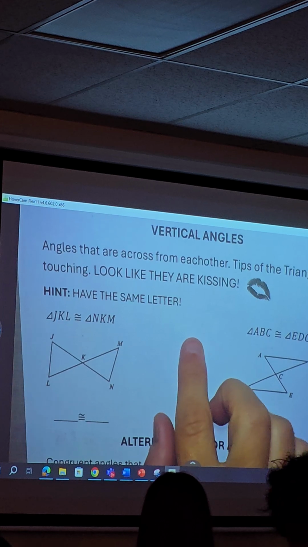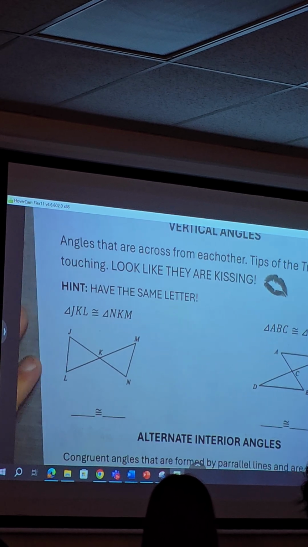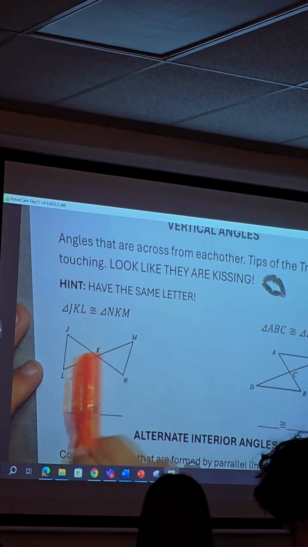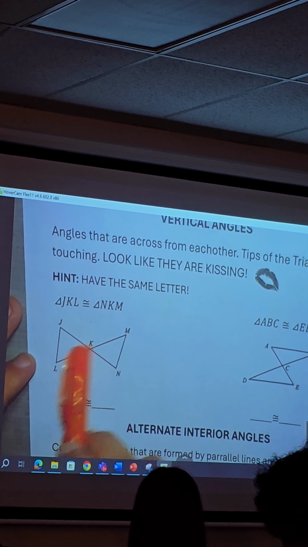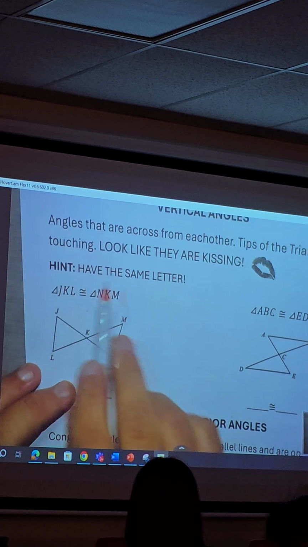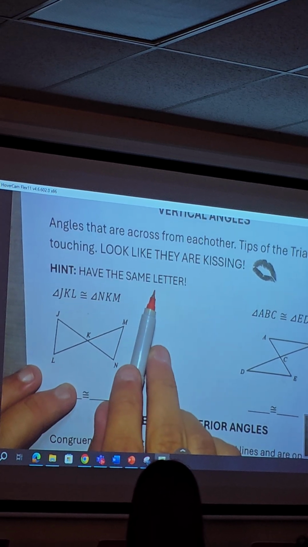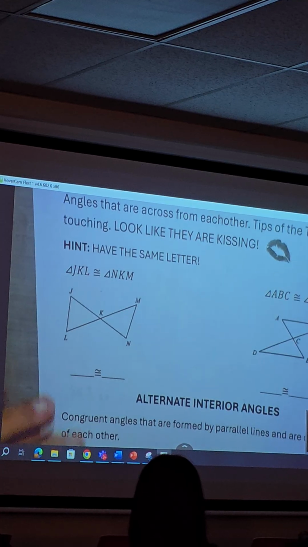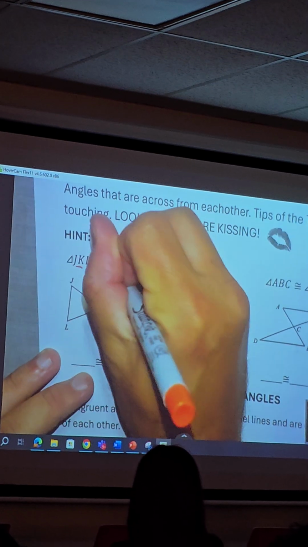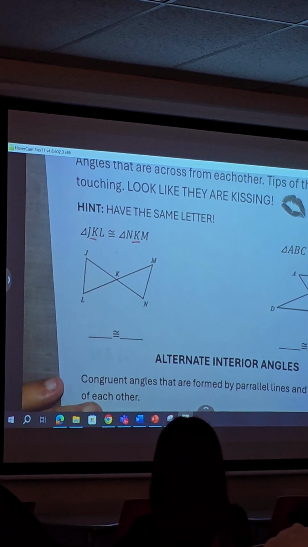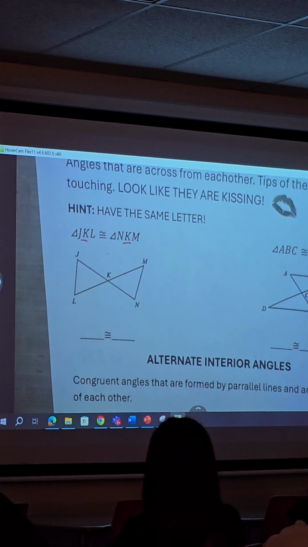So vertical angles are angles that are directly across from each other. In my mind, it kind of looks like these two triangles are kissing. You see how they're kind of kissing? Also, they have the same letter. So if you look here, JKL, NKM, what is the letter that they have? If they share a single letter, that's also a hint that you have vertical angles. So what angle do you think is going to be congruent?